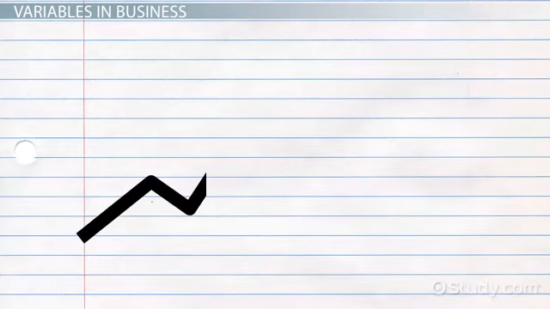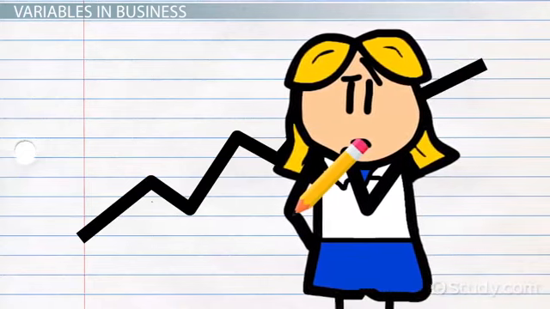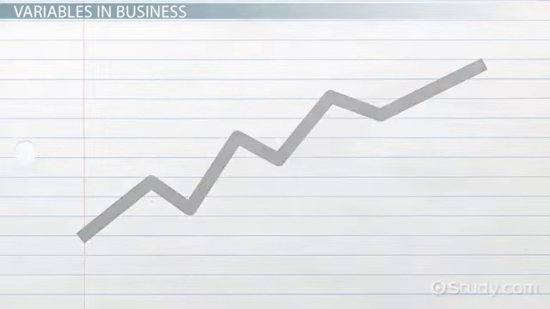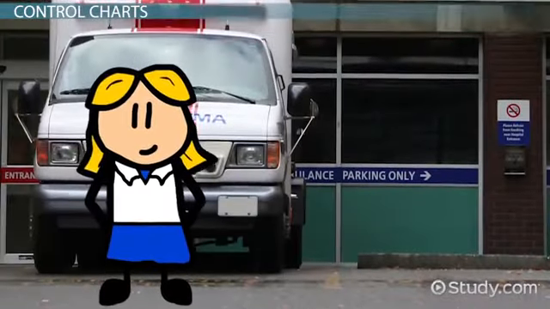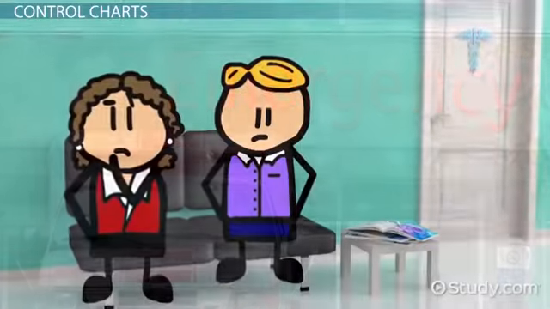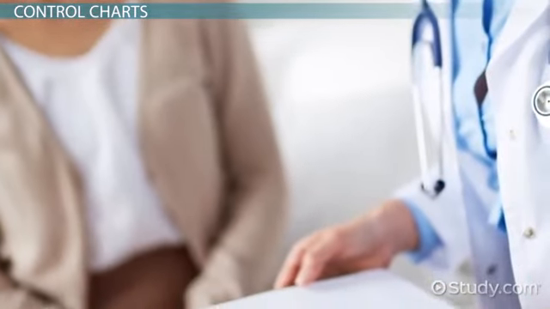Businesses often evaluate variables using control charts. To help Roma with her investigation of her ER, let's take a closer look at control charts and how they can be used in a business. Roma wants to know how her ER is doing. She knows that she's going to look at a couple of variables, such as the average wait time for people to see a doctor in the ER and the percentage of repeat visitors to the ER.